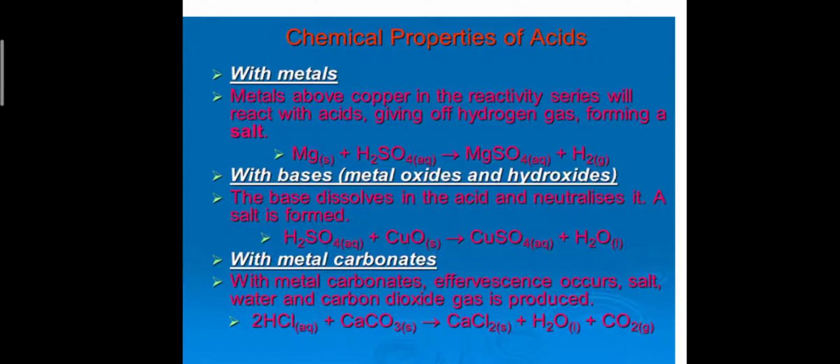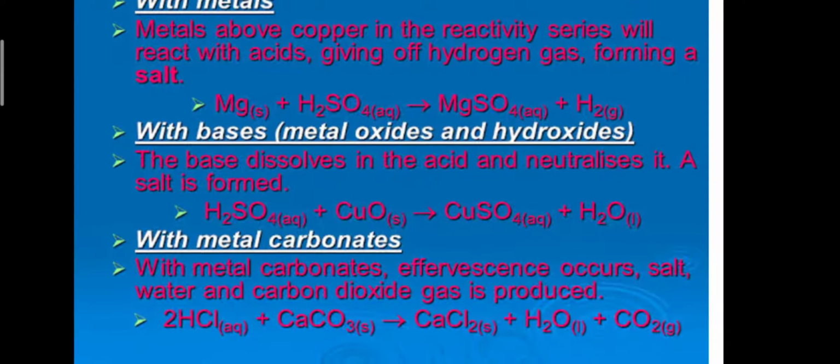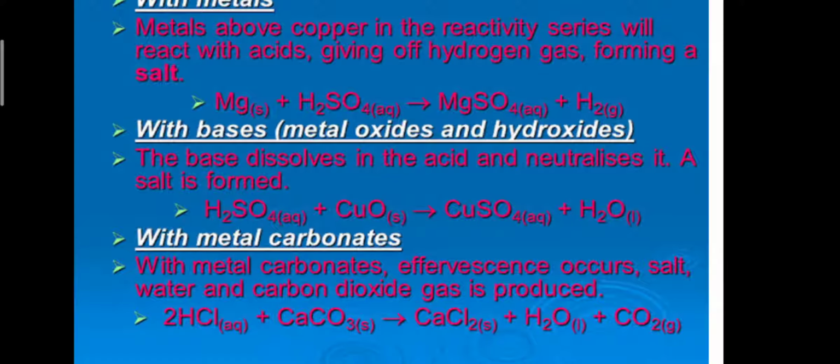Chemical properties of acids. With metals: metals above copper in the reactivity series will react with acids, giving off hydrogen, forming a salt. For example, when magnesium reacts with sulfuric acid, it forms magnesium sulfate and hydrogen gas. With bases, metal oxides and hydroxides, the base dissolves in the acid and neutralizes.